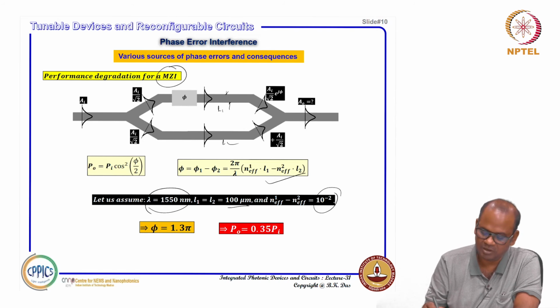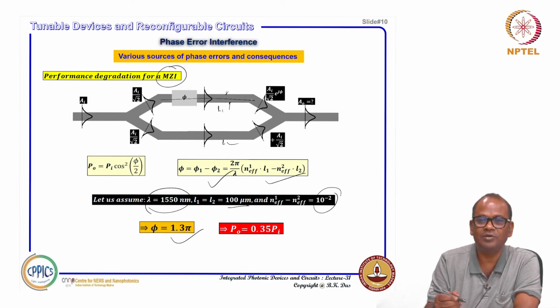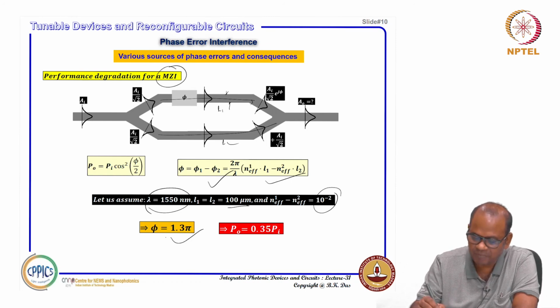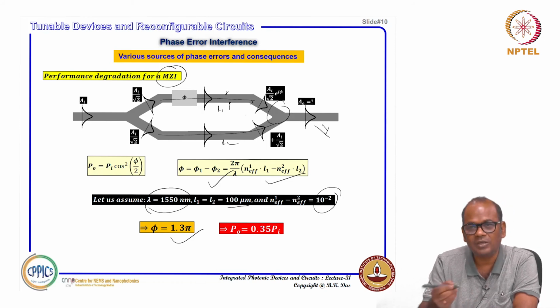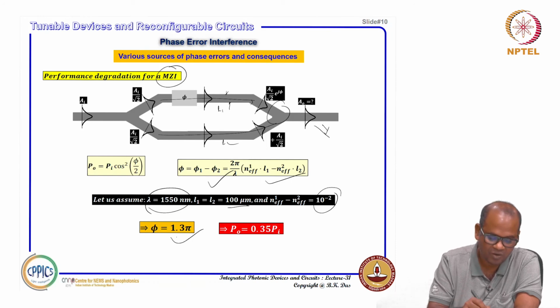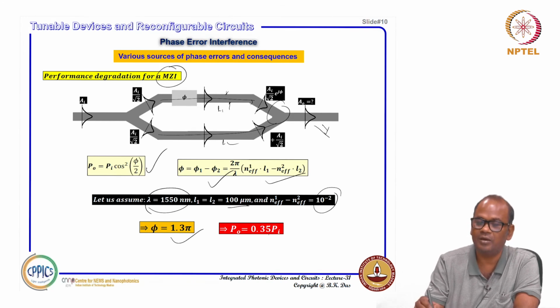Okay, 10 to the minus 3 you can consider, but it all depends on length also. If you just consider delta n variation between these two arms is 10 to the minus 2, then if you calculate phi, that is actually coming to 1.3 pi. That means the wave propagating here and the wave propagating here will see a phase difference of about 1.3 pi. You know, a pi difference can cause complete disappearing of the output. Everything will be lost in the junction. But it is 1.3 pi, a little more than that. So if you calculate the power, you just put 1.3 pi here, you get only 35% output here.